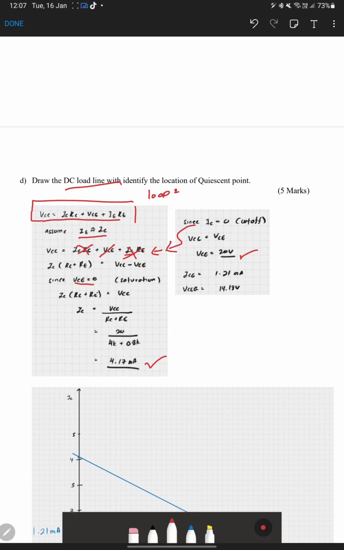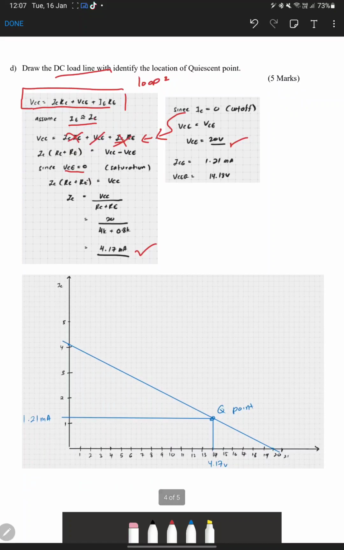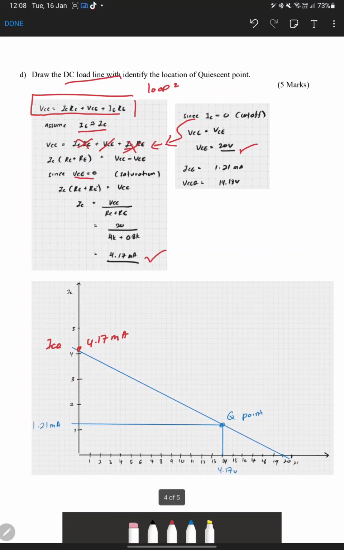So if you got that value, you can draw your graph. So you have 2 points. 1 point is 4.17 milliampere equal to IC, here, and the VCE when the IC is 0 is 20. Alright, that is VCE.